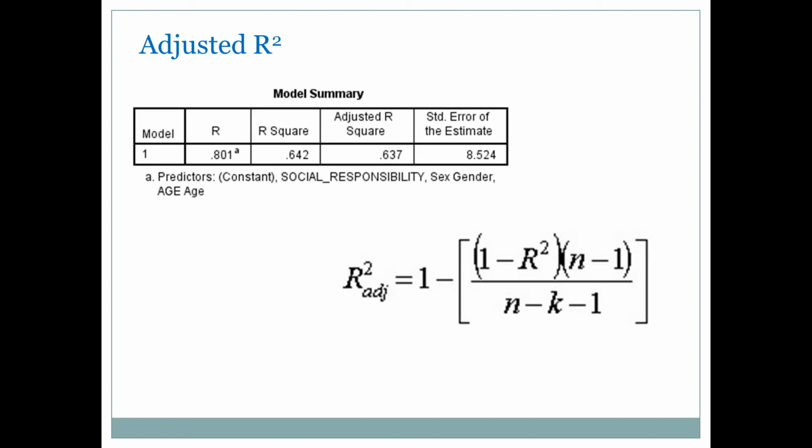What it does is it adjusts for the predictors in your model. So this K right here will be the number of predictors. In this case, we had 3 predictors in the model. So this goes into the formula and it adjusts that R-squared down.